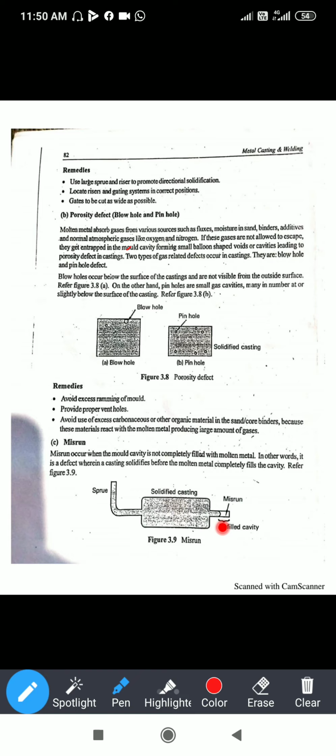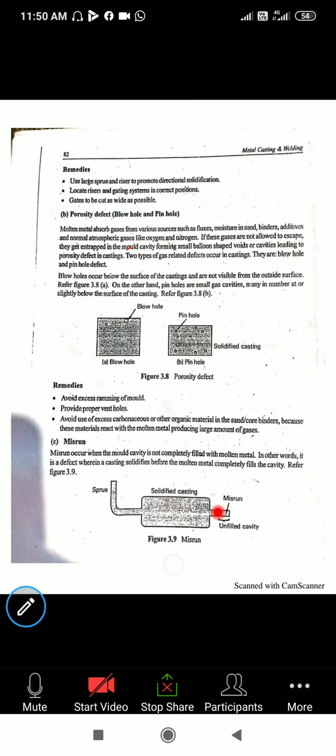Misrun occurs when the mold cavity is not completely filled with the molten metal. In other words, it is a defect wherein the casting gets solidified before the molten metal completely fills the cavity. Before filling the complete cavity, the molten metal starts to solidify and stops over here, it doesn't move further. These types of defects are called misrun defects.